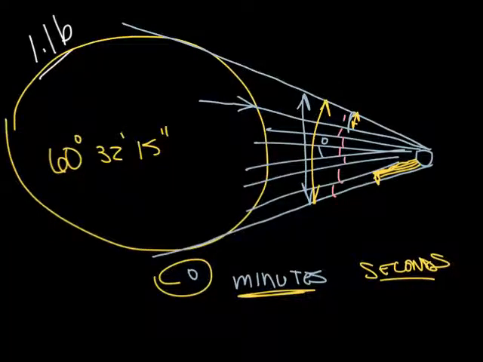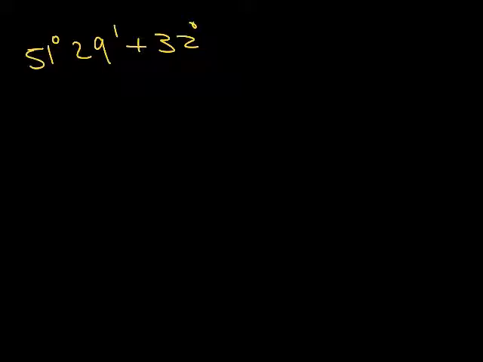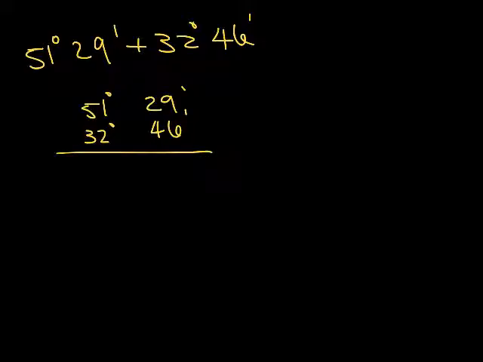All right, so let's look at example number 2 and go ahead and do that one. We've got 51 degrees, 29 minutes, and they want us to add 32 degrees, 46 minutes. They want us to add those together. So let's do them in column form. 51 degrees, 29 minutes; 32 degrees, 46 minutes. Okay, and let's add those up.